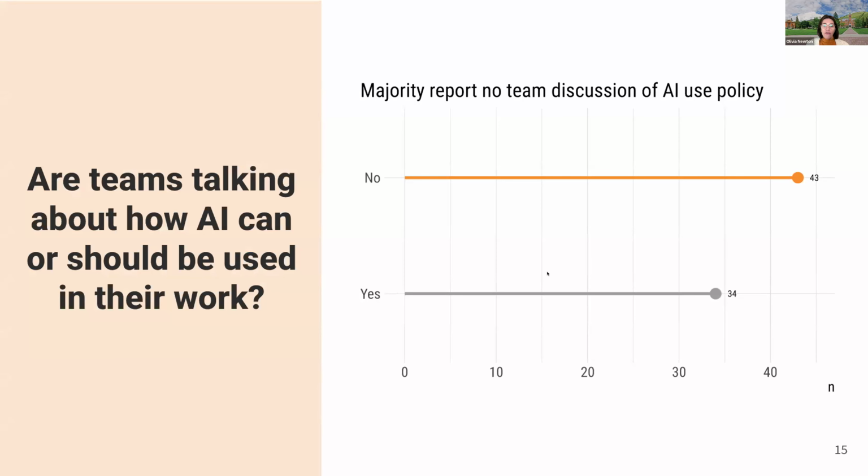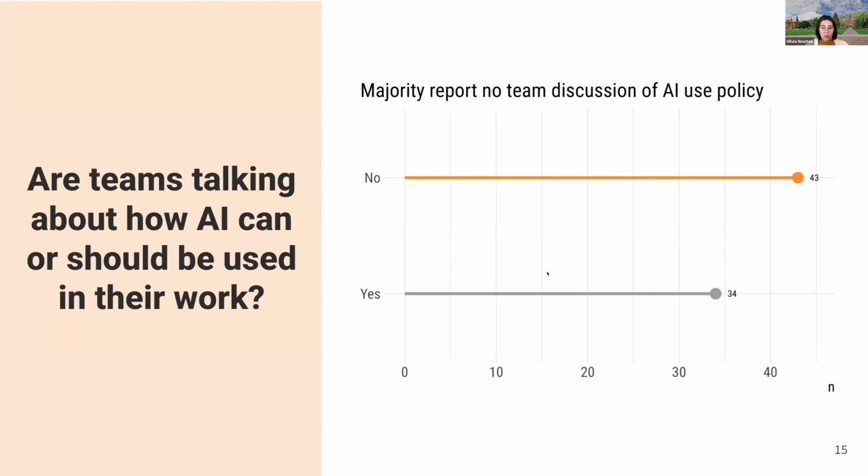So we know folks in scientific computing are using AI to varying degrees in their collaborative work, but are they talking about that AI use in their teams? In particular, are teams discussing AI use policies, whether they should be implemented, what they should cover? In this sample, we see that the majority report that they are not having team discussions about AI use or policies for AI use, which I think reflects a problematic reality.